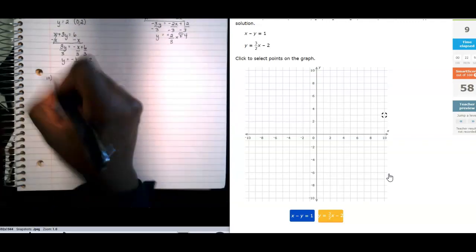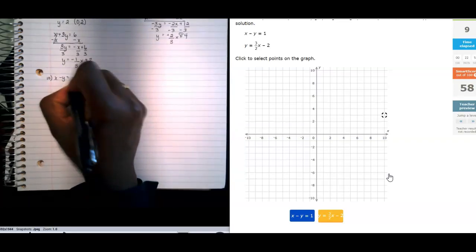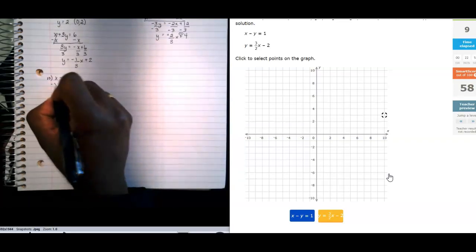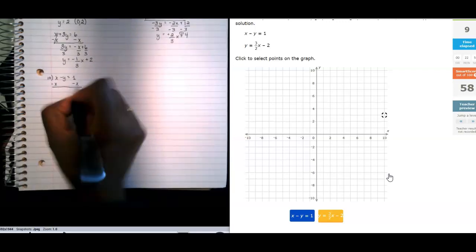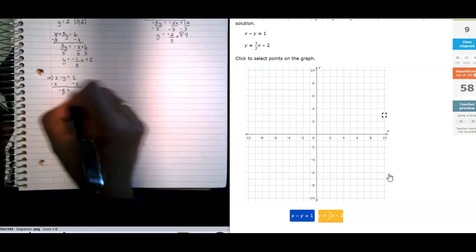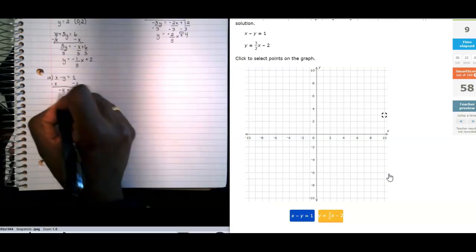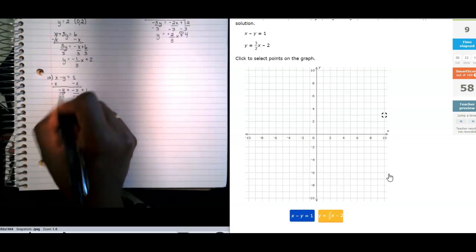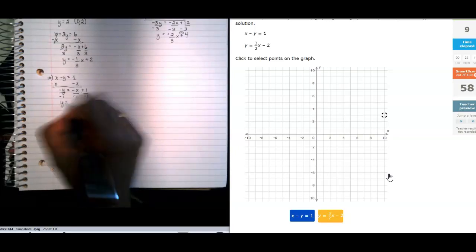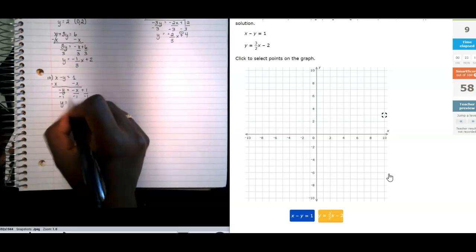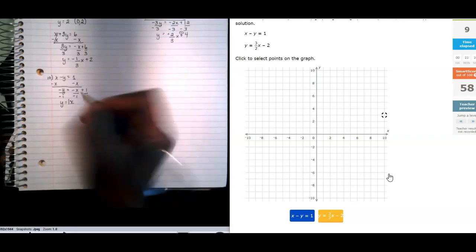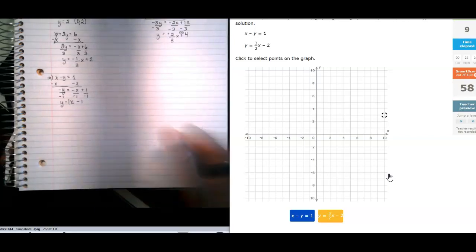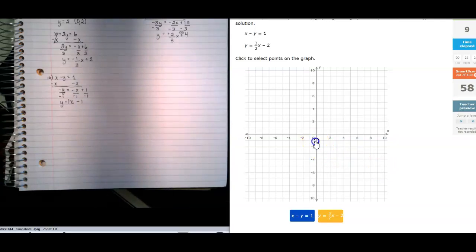So we've got number 10. X minus y is equal to 1. I'm going to subtract x from both sides of the equation. So I've got negative y is equal to negative x plus 1. I'm going to divide every term by negative 1 because I don't want negative y, I want positive y. So y is equal to positive x, or you could say positive 1x minus 1. So that's my first line. So I'm going to start at negative 1 and go up 1 and over 1.